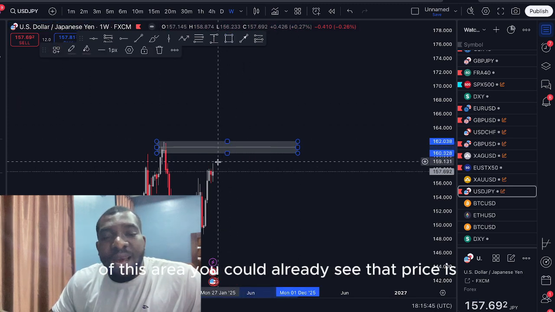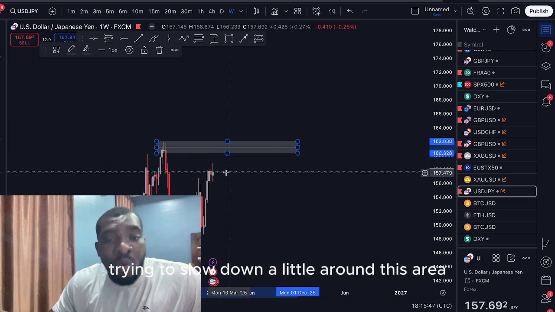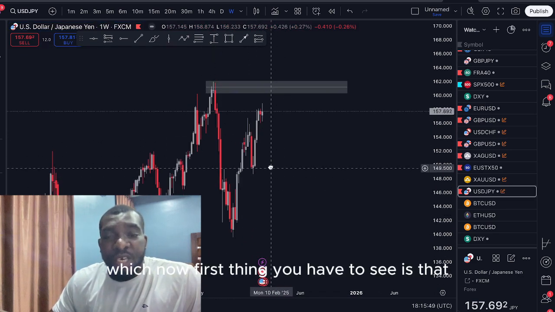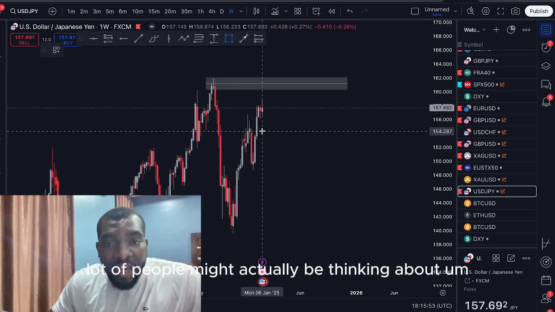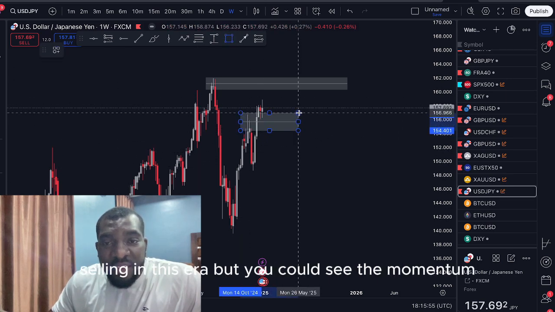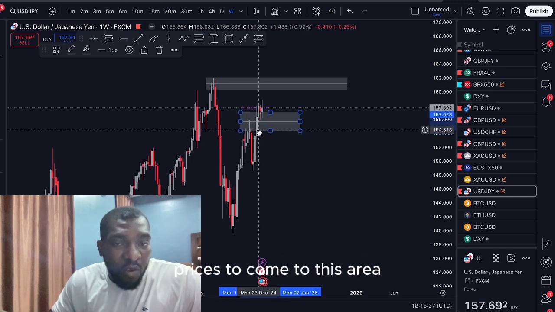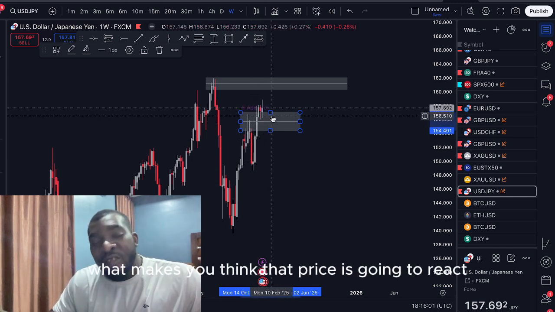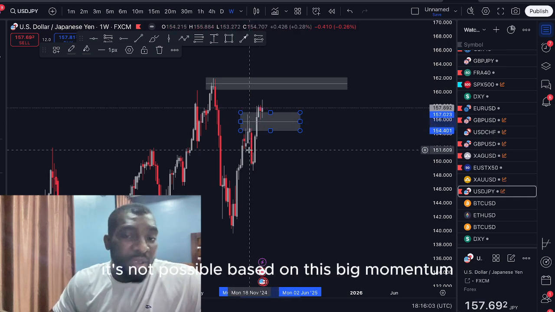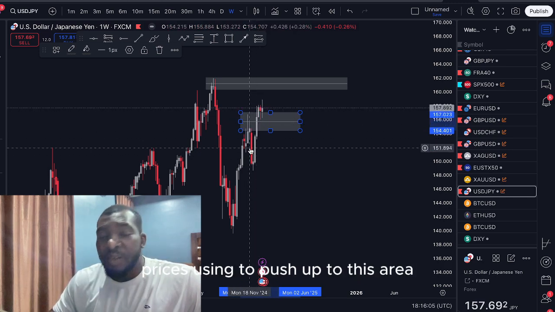You could already see that price is trying to slow down a little around this area. The first thing you have to see is that a lot of people might actually be thinking about selling in this area, but you could see the momentum price used to come to this area. Now you could see this momentum. What makes you think that price is going to react off this area? It's not possible based on this big momentum price is using to push up to this area.